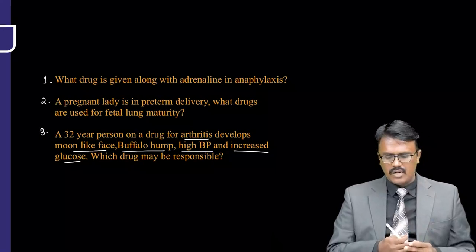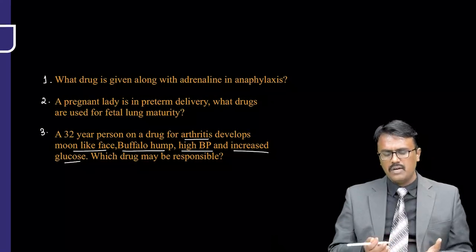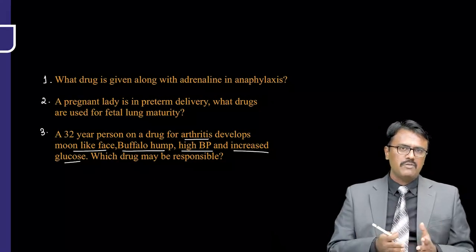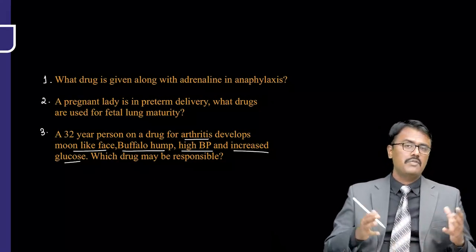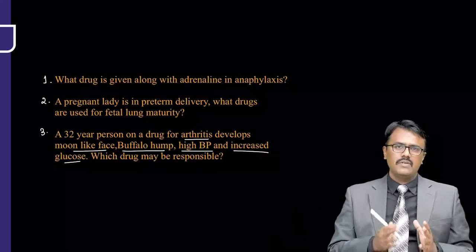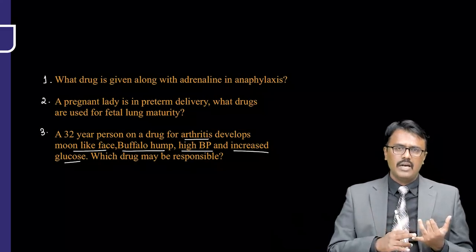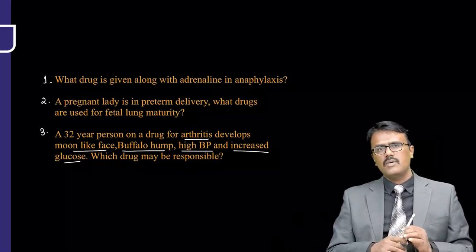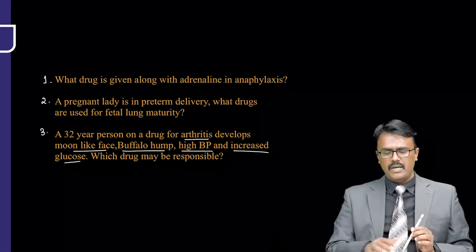A 32-year-old person on a drug for arthritis develops moon-like face, buffalo hump, high BP, increased glucose. Which drug may be responsible? They are steroids. Now, I told you if you are using steroids for a brief period, they are very good drugs. But if you are using them for a very long period, the patient will have adverse effects like Cushing habitus, high BP, high glucose, peptic ulcer, and osteoporosis. All these are the long-term complications with steroids.